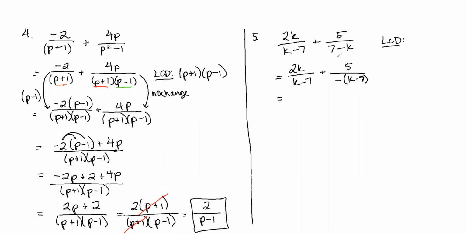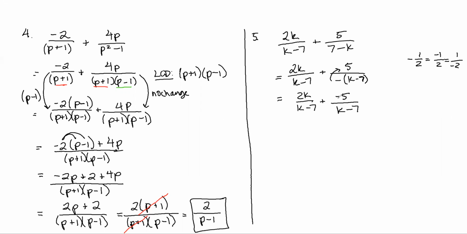Now, if you remember with fractions and negatives, if we have negative, let's say 1/2, this is the same thing as -1 over 2 or 1 over -2. You can put that negative on the top or on the bottom or out in front, doesn't matter. So I'm going to take this negative and move it up to the top with the 5. That way our denominators will be the same. So I'm going to keep the 2k over k minus 7 plus move this negative up to the top. So it becomes a -5 over k minus 7.